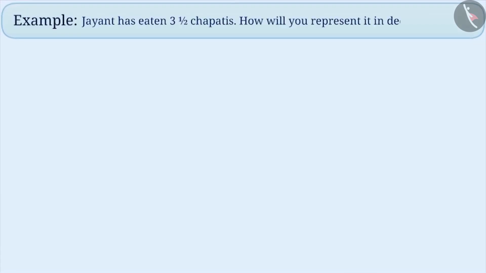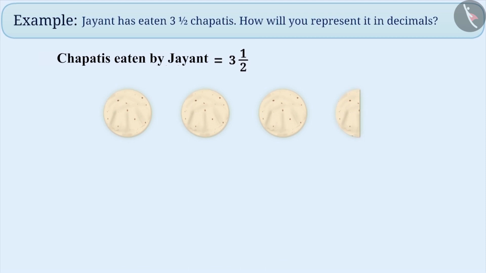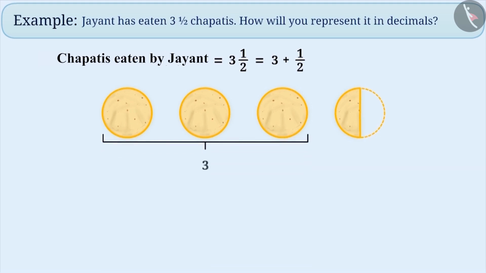Next example. Jayant has eaten 3.5 chapatis. How will you represent it in decimals? Jayant has eaten 3 and 1/2 chapatis. Here, 3 1/2 is a fraction. We can also obtain the decimal form of 3 1/2 in the following way. Since there are 3 wholes and 1 half in 3 1/2, we can write it as 3 plus 1/2. Here, 3 is a whole part and 1 is a half part of the whole.